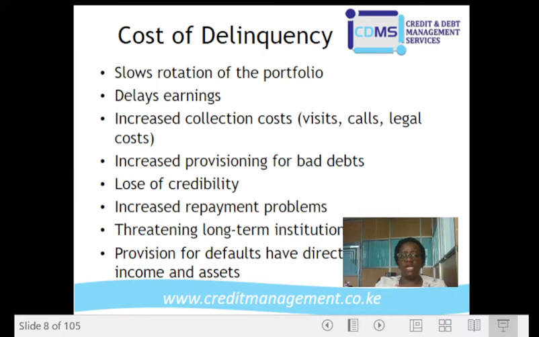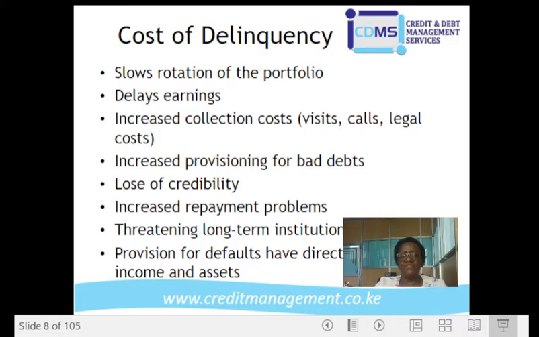The other one we can talk about is increased repayment problems. So when an account has just become delinquent in one repayment, by the time it's another month, the burden becomes even bigger and bigger. So we end up incurring more costs and even getting into problems of being repaid for those loans.